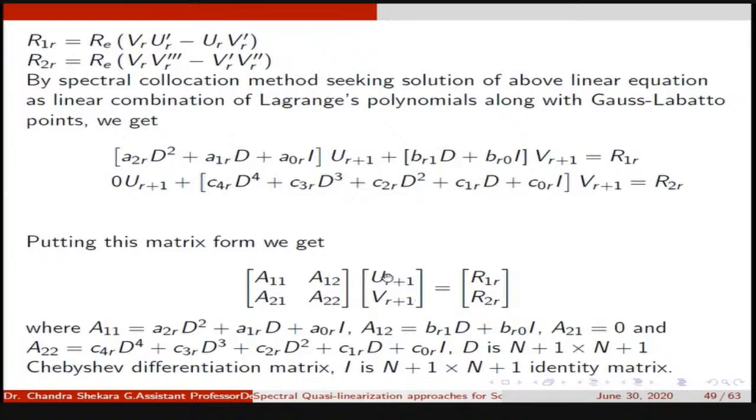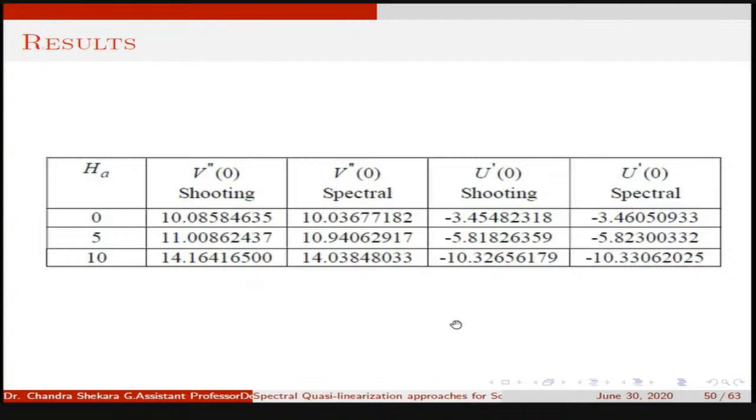Then u at r plus 1 is a vector, because u r plus 1 is the values of u at different collocation points. v r plus 1 is also a vector, because it is the values of v at different collocation points starting from x0 to xn. And these are the nonlinear operators, but they are at the rth iteration, so they are known. So this is a system of equations. You solve this system of equations by any method, then we will get the required solution.